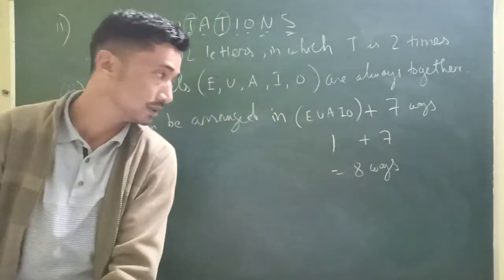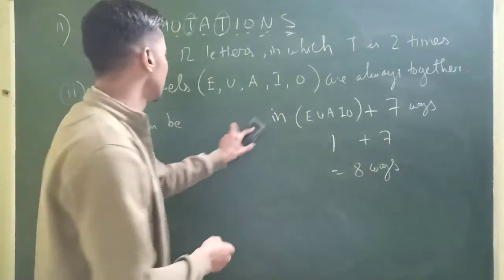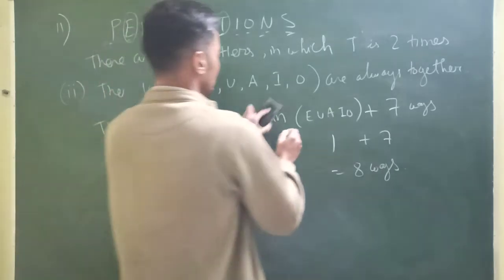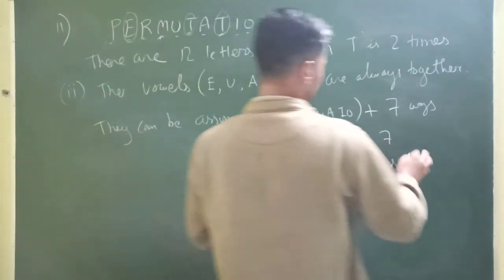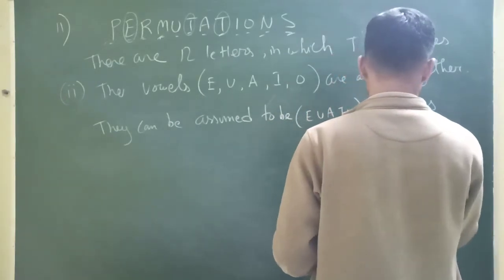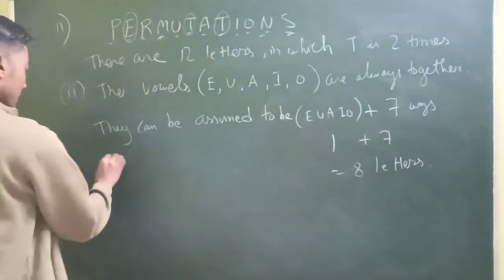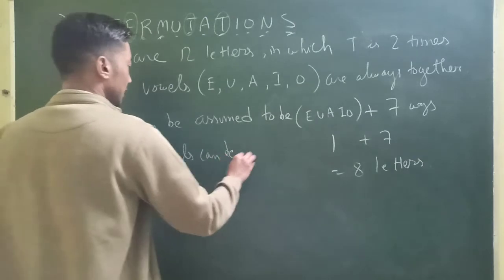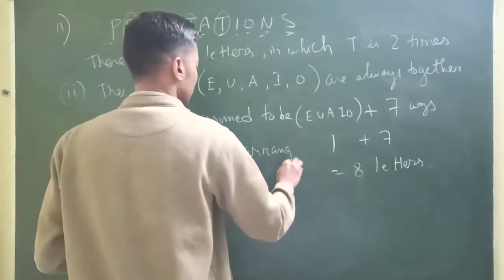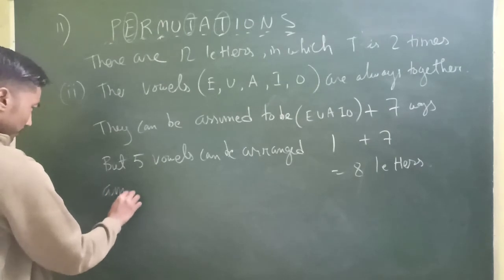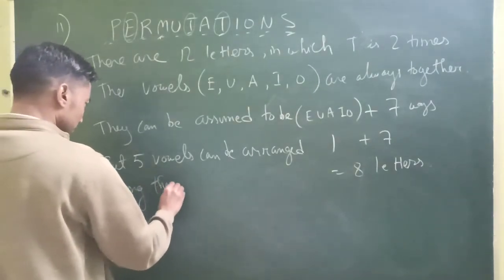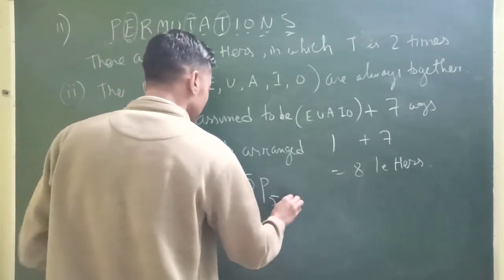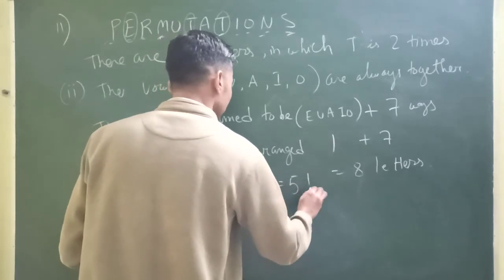Not they can be arranged, no, that means they can be assumed to be 1 plus 7, 8 letters. But this time 5 vowels can be arranged among themselves in 5p5. That will be 5 factorial ways.